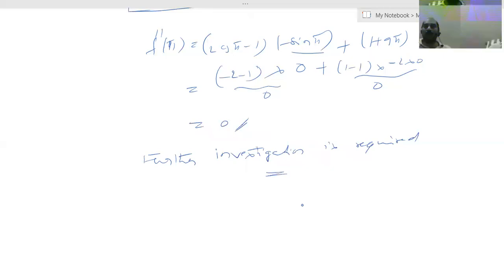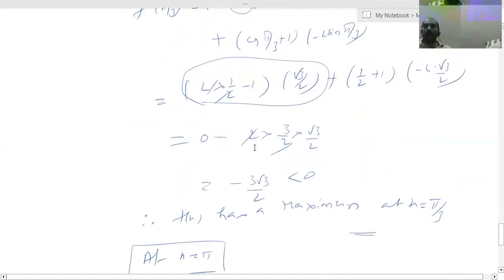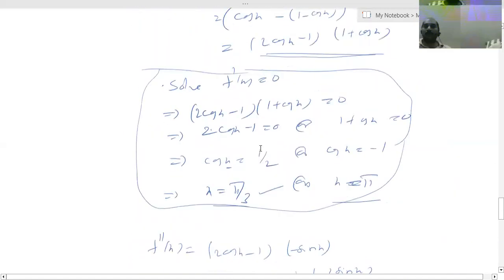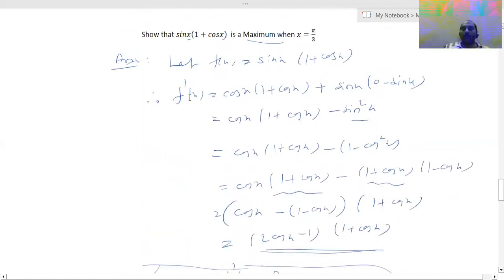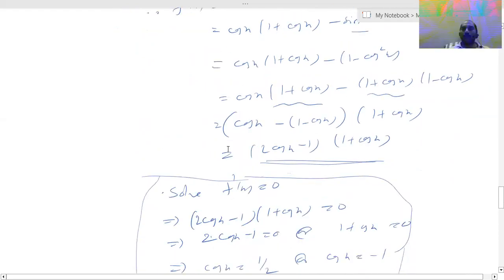Because the second derivative is less than 0 or greater than 0, only then can we decide. Otherwise, we can't decide. Further investigation is required. So see at pi, observe the f dash x value. Whether the sign changes from positive to negative or negative to positive, only then can we decide.